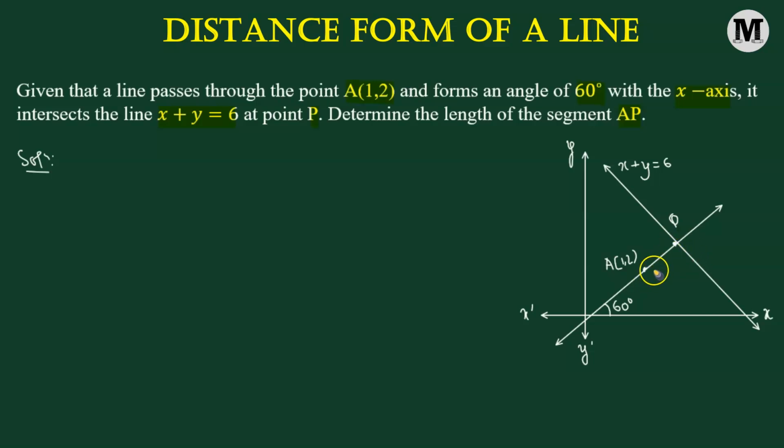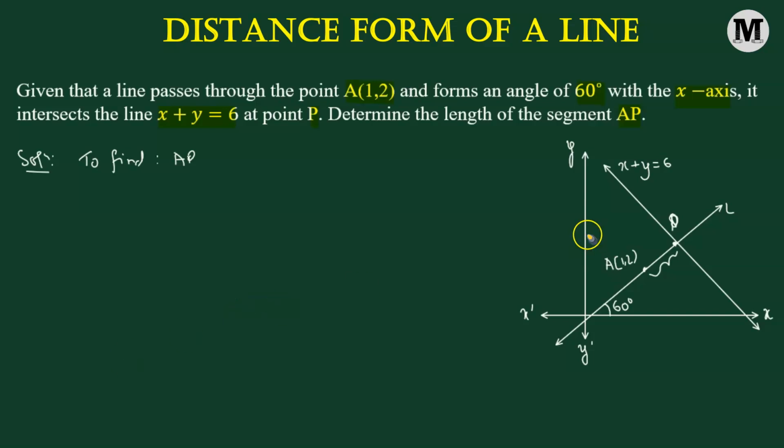Our goal will be to determine the length of AP. Okay, fine. So here we can see that the original line, let's call it the line L, is passing through 2 points. One of the points is the point A (1, 2), and the other is the point P, which is the intersection with the other line x + y = 6.